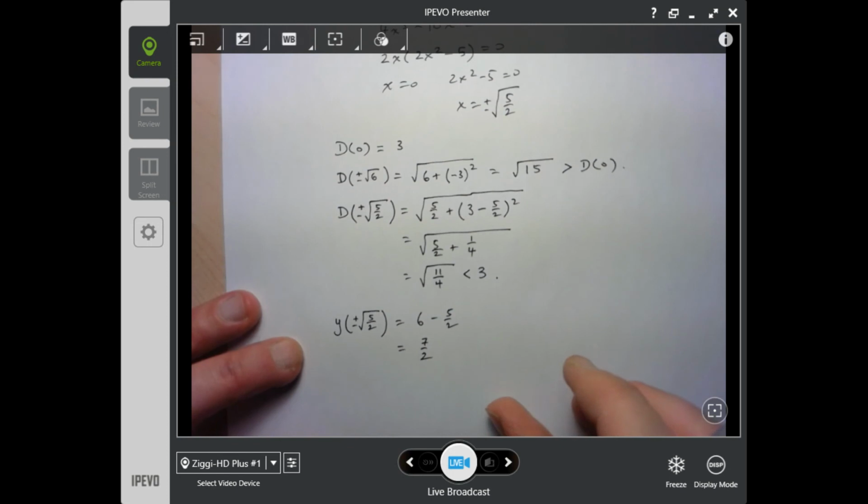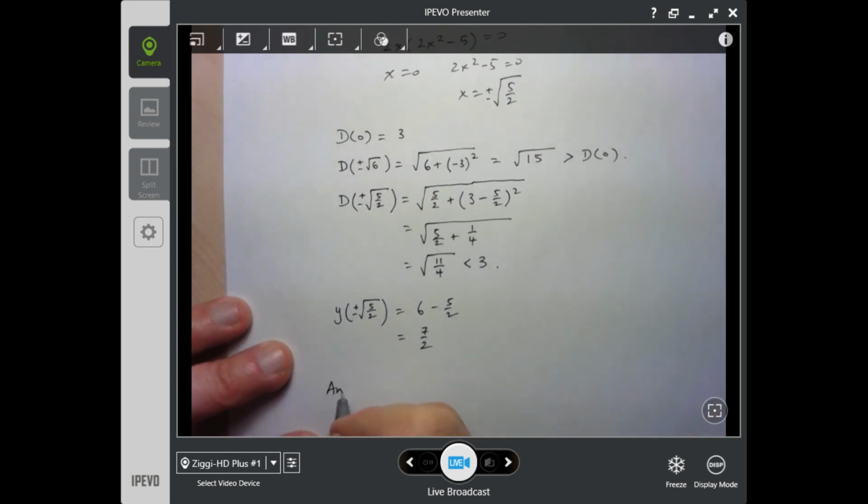All right, so that means my final answer, the 2 points that have a shortest distance to 0, 3 are given by, so my x value is going to be negative root 5 over 2 and y value of 7 over 2, or the other option is positive root 5 over 2 with, again, the same y value of 7 over 2. All right, and there's our final answer.